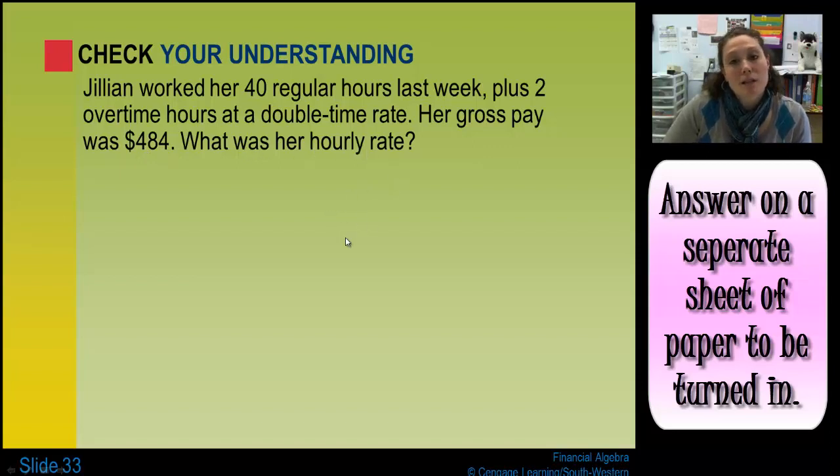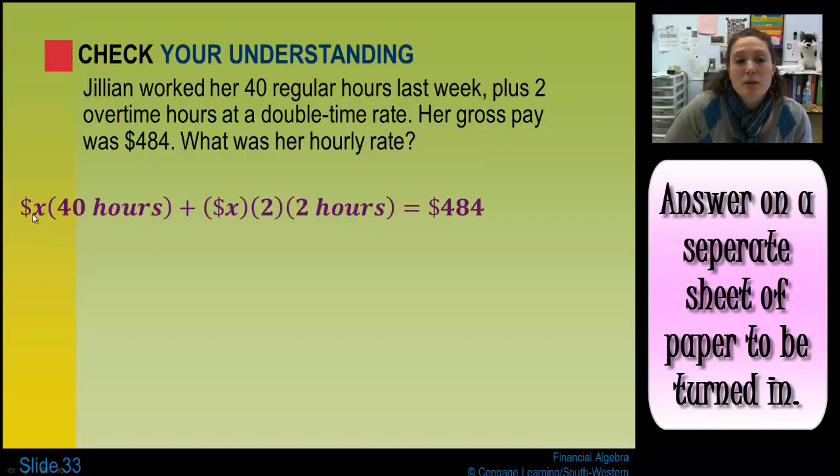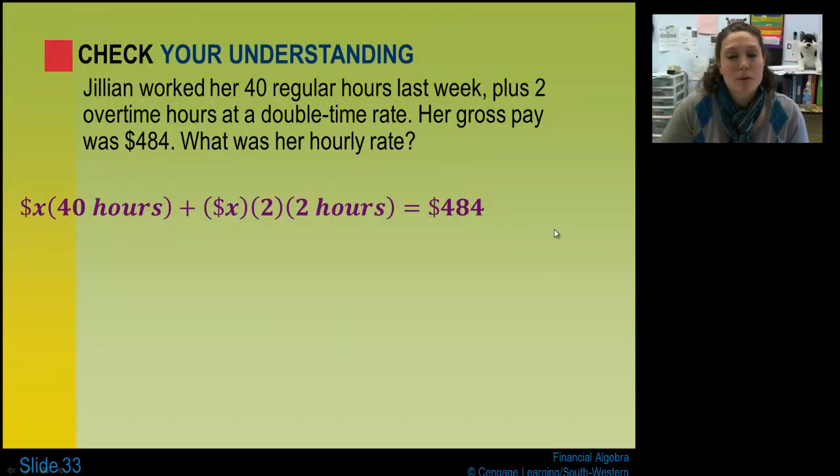So the same process as the previous example. This time, the only thing that changes is the double time rate and the hours that she worked, but the process is still the same. So the X that she makes per hour at 40 hours plus her double time here, so X times 2, times the 2 hours of overtime. So you need to go ahead and finish this in your notes as well as completing this on a separate sheet of paper to turn in, please.